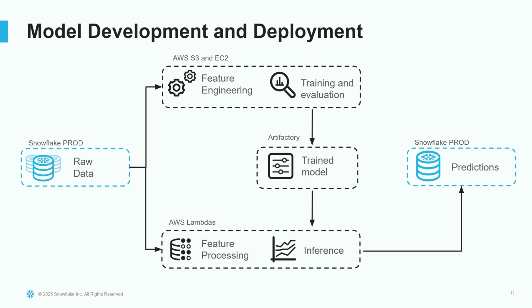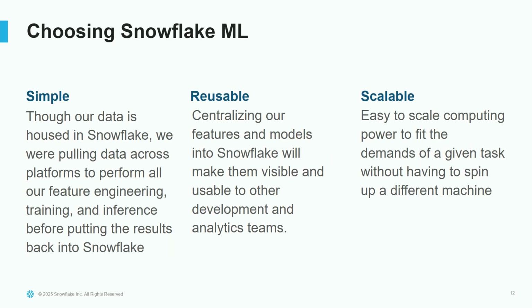The data is then stored in our S3 buckets. We're running those processing jobs, training jobs, anything like that on EC2 instances. And then ultimately, when we have a trained model, that's going into our internal artifactory, where it can then be installed in our AWS Lambdas that we're using at inference time. So the reasons that we chose it: it's simple. Like I just said, our data's housed in Snowflake. We're pulling it across platforms twice to perform our feature engineering for training, for inference, ultimately going back into Snowflake.